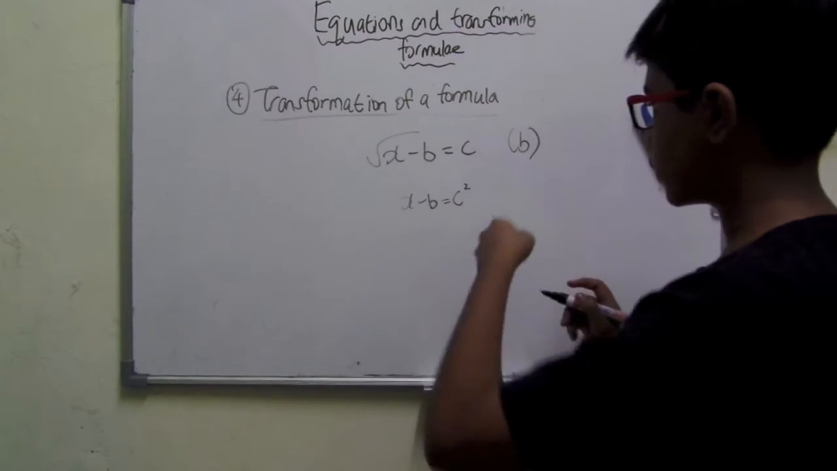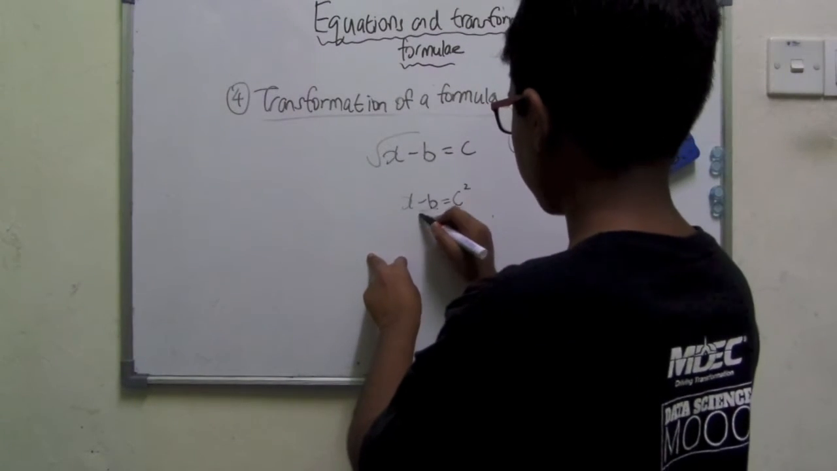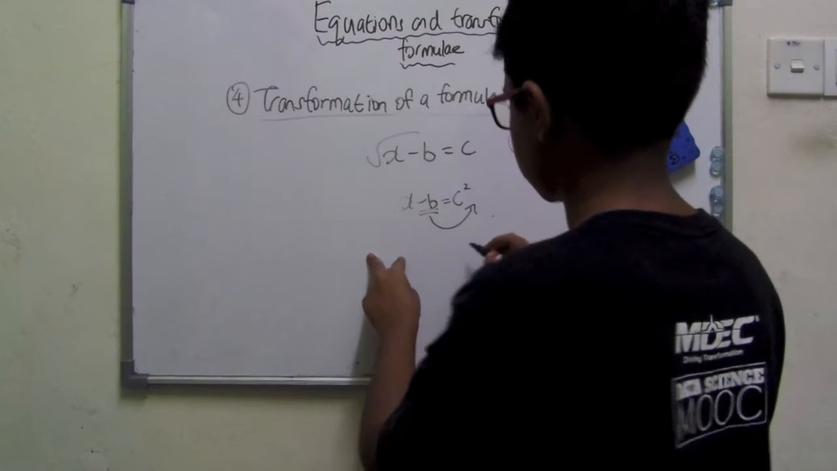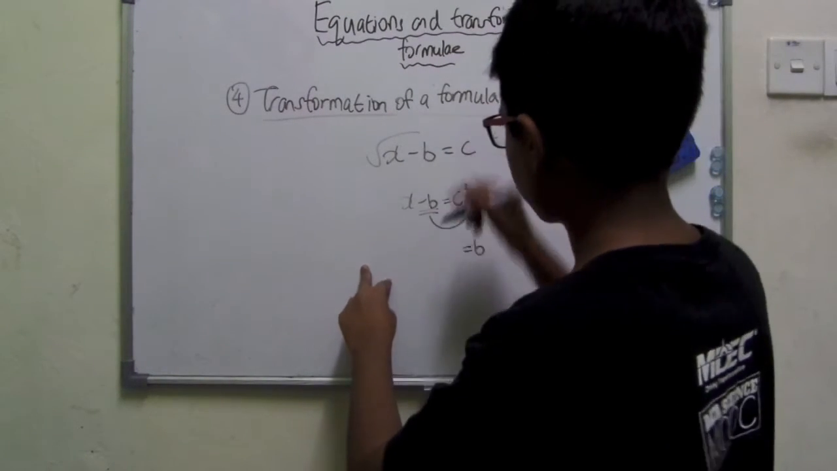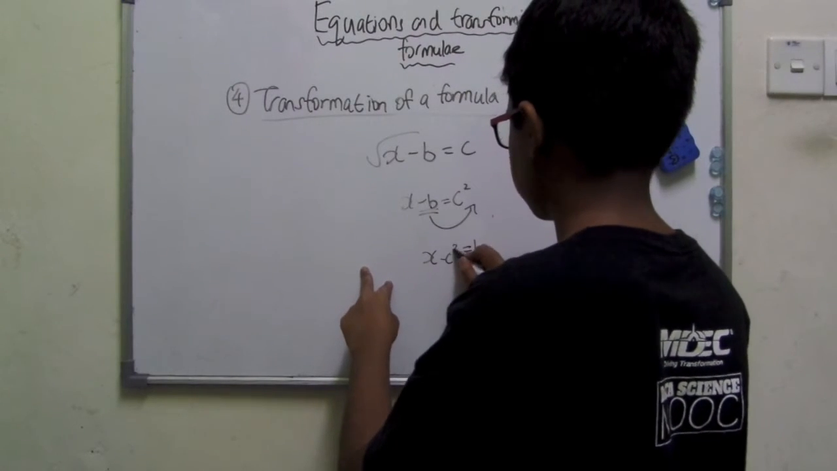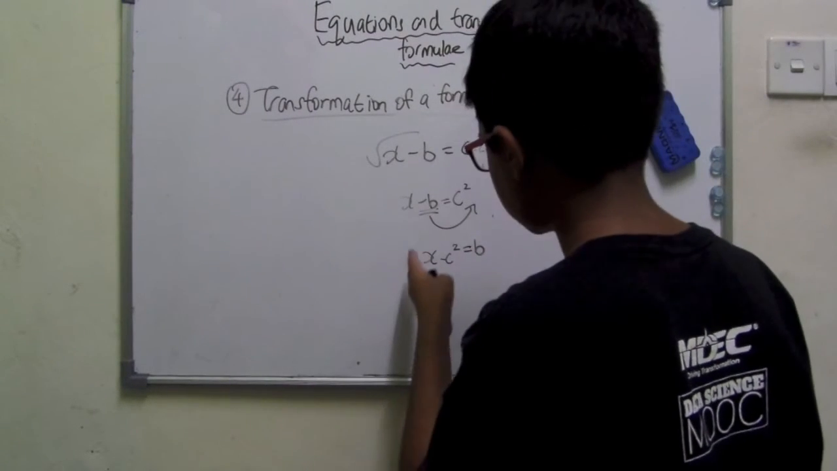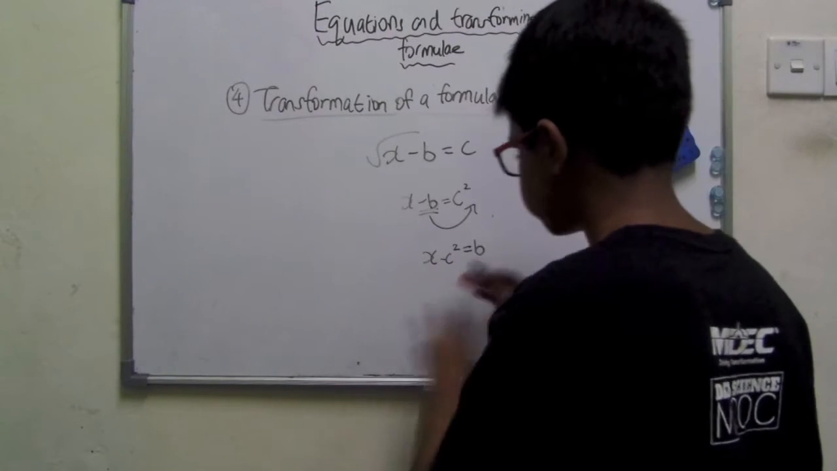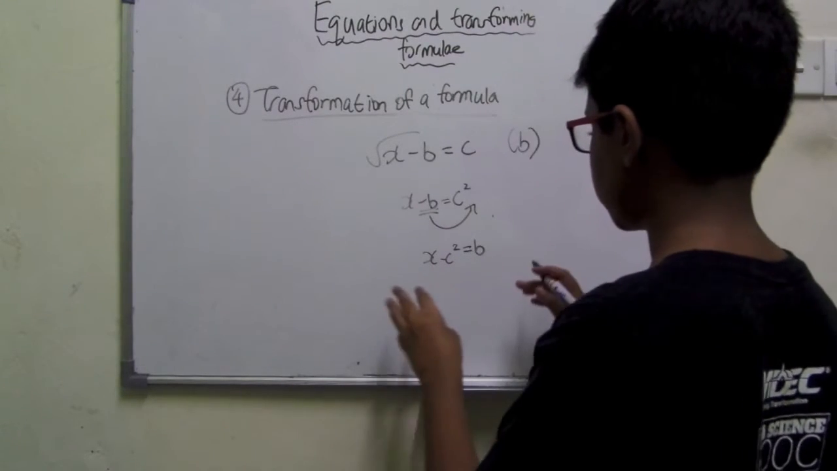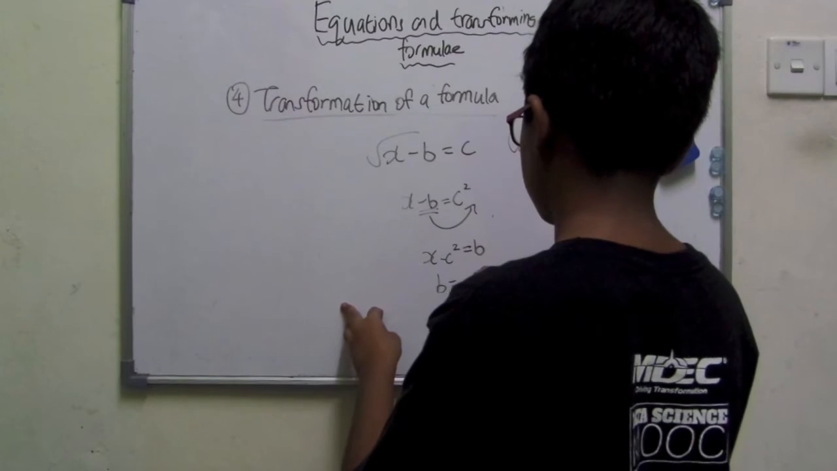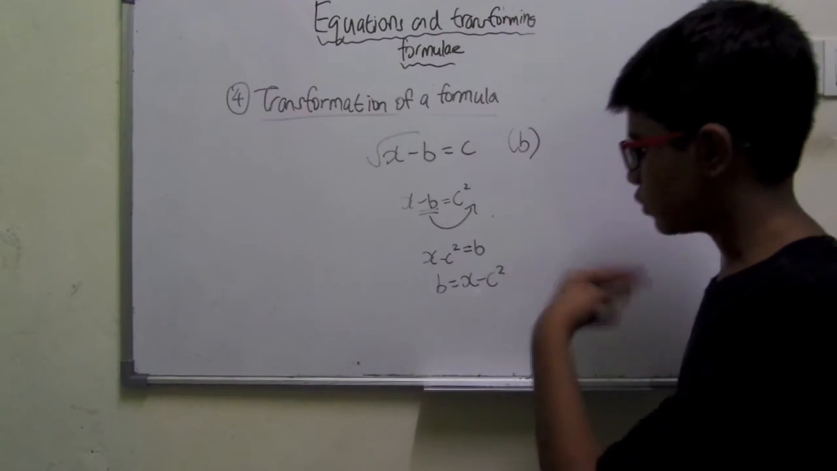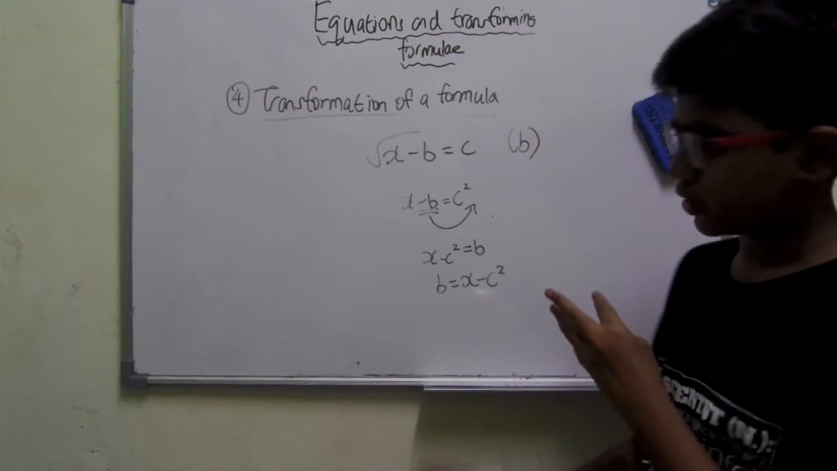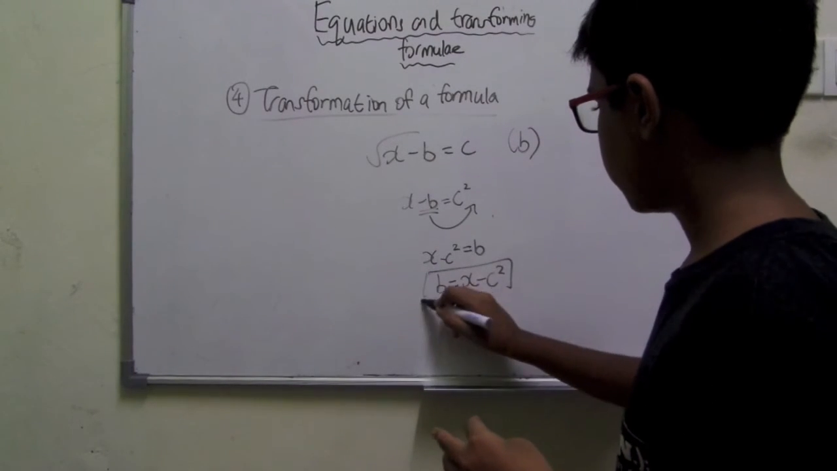So bring b to one side. Since it's a negative, just bring it to this side. So b equals, bring c squared to this side, x minus c squared. Right hand side becomes left hand side, left hand side becomes right hand side. Okay, so now we just need to bring it the other way around. So b equals x minus c squared. It's the same thing. x minus b equals c squared, and b equals x minus c squared is the exact same thing. And this is how we reverse it.